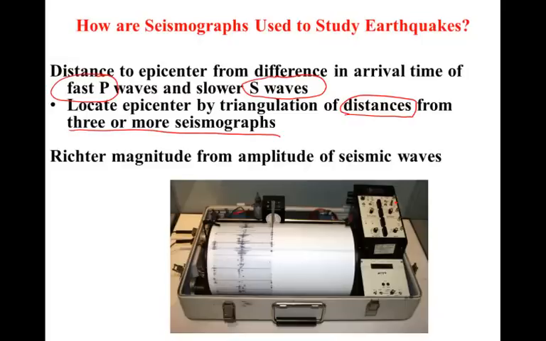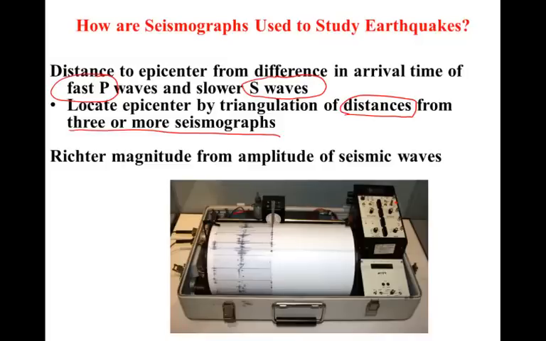And the way we do that is we basically go to a map. We've got distances for 3 different stations. Draw a circle around each station that has a radius equal to that station's distance from the epicenter. And if we do our measurements carefully, those 3 circles will intersect at a single point. That point is the epicenter.